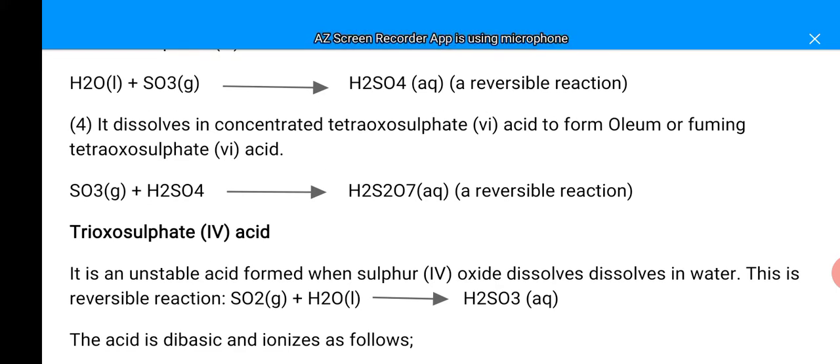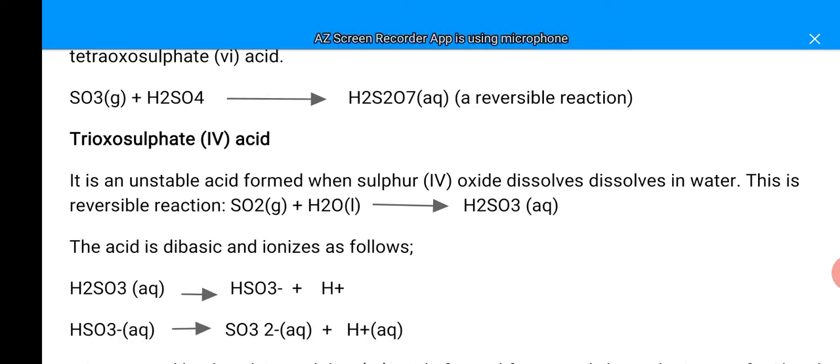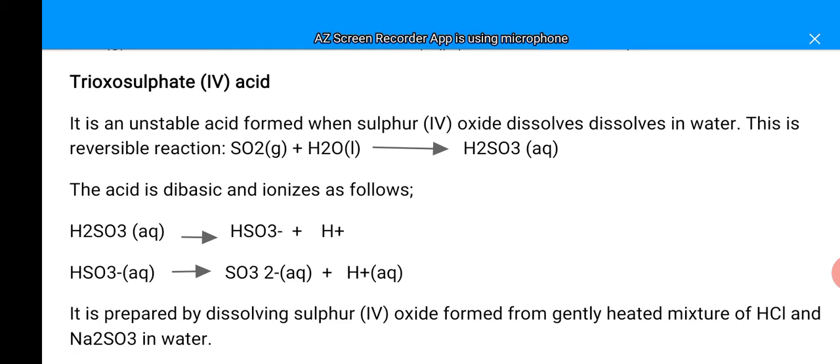Trioxosulfate 4 acid, another compound of sulfur. This compound of sulfur is unstable and it is formed when sulfur 4 oxide dissolves in water. It takes place in a reversible reaction whereby you have SO2 plus H2O giving H2SO3. The acid is dibasic and it ionizes as follows, meaning that it can release 2 moles of protons, as you have in these equations below.